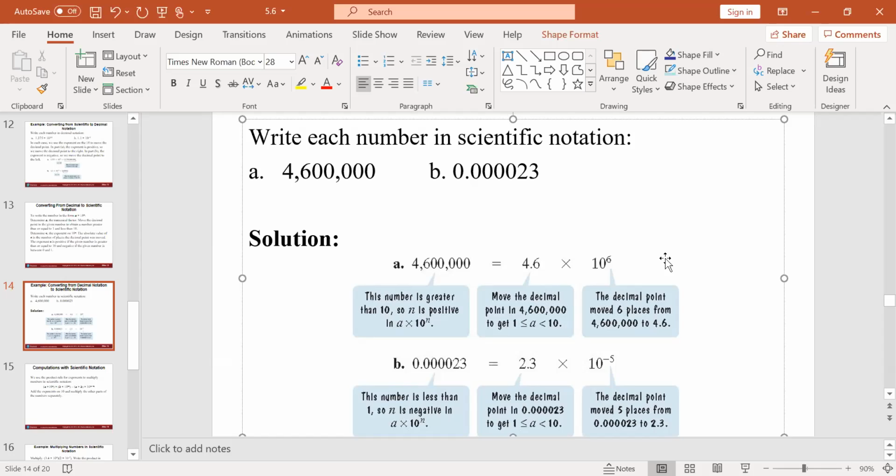This, you got to move the decimal point 1, 2, 3, 4, 5 places. It was a really tiny number, so it's 10 to the negative 5th. It's 2.3 times 10 to the negative 5th. Any questions on that? Questions, comments?